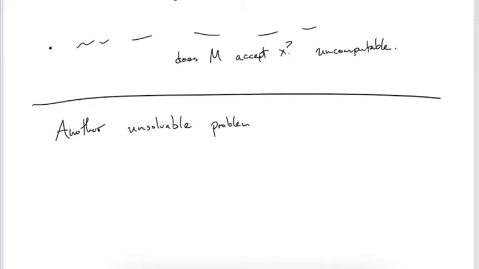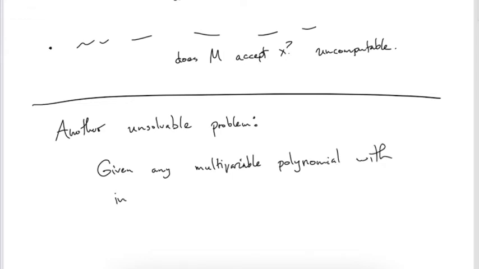This, though, is definitely like an ordinary-looking math problem. It says, given any multivariable polynomial in several variables with integer coefficients. So the coefficients are whole numbers. No weird coefficients.